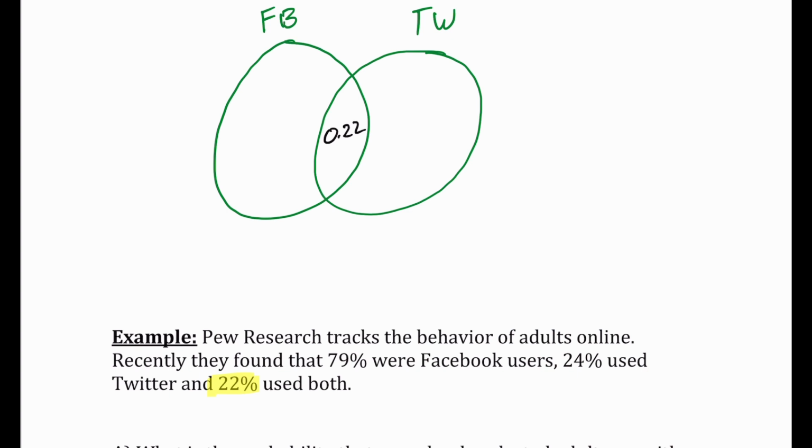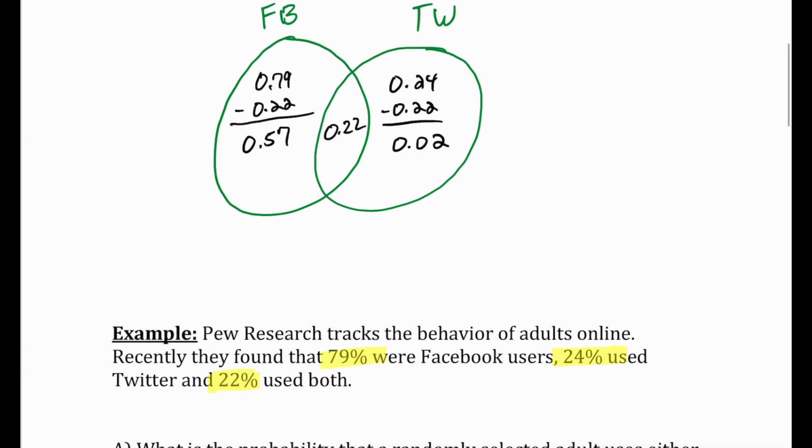Now let's go over to Facebook. What if we want to know the percent of people that just use Facebook? To figure that out, we take the 79% that they told us were Facebook users, so 0.79, and subtract away 22%, the probability of people that use both Facebook and Twitter. The reason I'm doing that is because that 79% includes people that use both Facebook and Twitter. That gives us a difference of 57% or 0.57. In a similar fashion, to calculate the percentage of adults that use just Twitter, we take the 24% that use Twitter and subtract away the 22% that use both. So 0.24 minus 0.22 gives us a difference of 0.02.